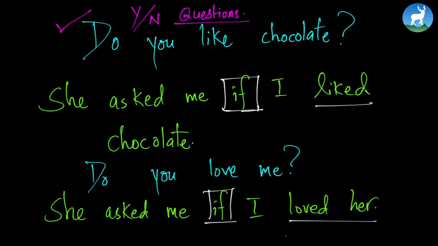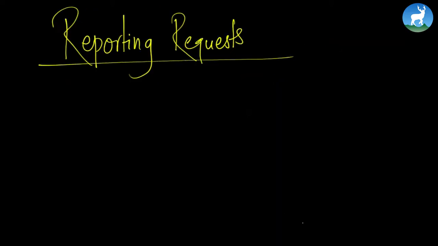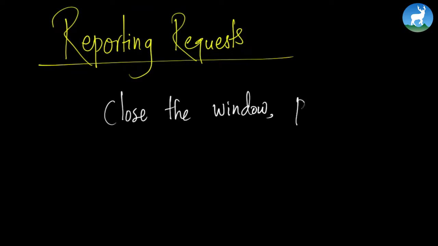Now let us go to requests. We did reporting statements. Then secondly, we did WH questions and yes/no questions, reporting questions. Now let's go to another title which is called reporting requests. Let's try this one. Close the window, please. It's too cold right now. You ought to close the window. Close the window, please. What is this? This is a request.